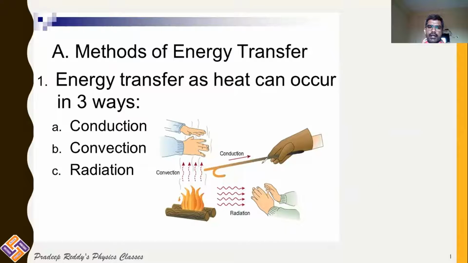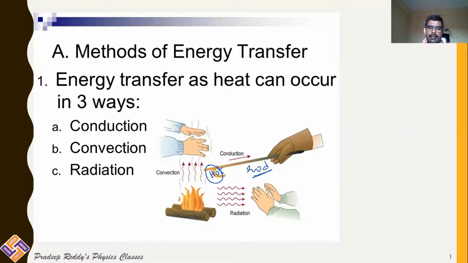In the process of conduction, there is a rod here, right? You are providing heat energy to this rod, and this part is hot. You are catching this rod at the other end, but initially, heat is only at the one end, which is in contact with this fire. That part is being hot.